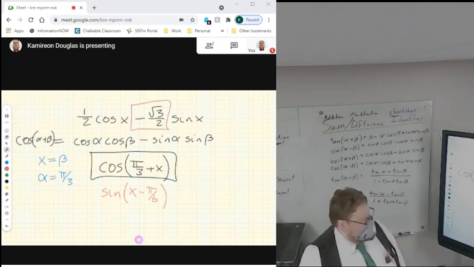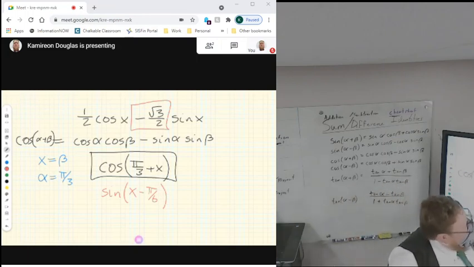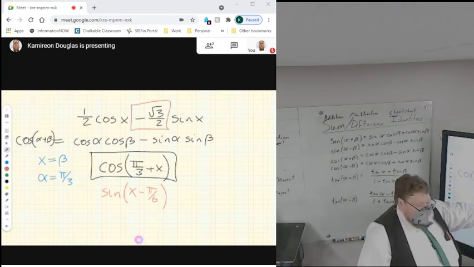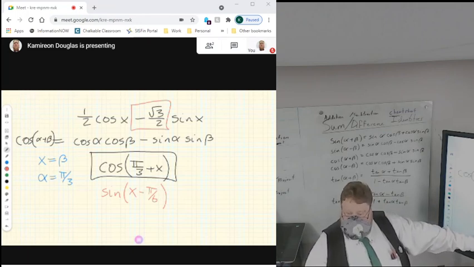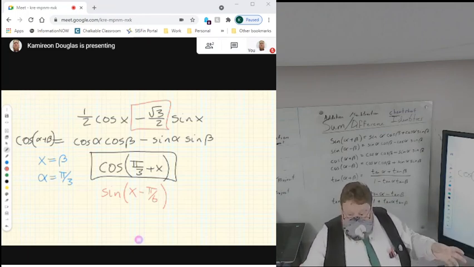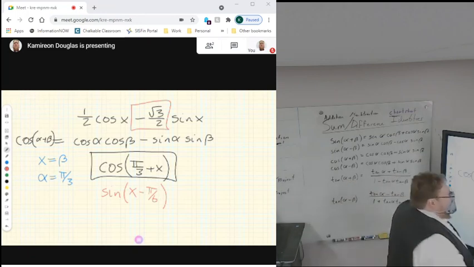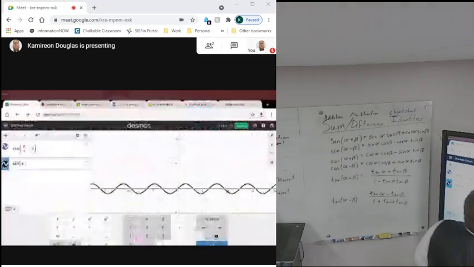Alright, let's do it. I'm going to graph the original equation, which was 1/2 cosine of x minus the square root of 3 over 2 sine of x. I'm going to graph the answer that we got trying it Garrett's way, and then I'm going to graph it the other way using what Levi said. Hopefully all three of these should match, just different variations using the sum and difference formulas. All right, let's get it on there.